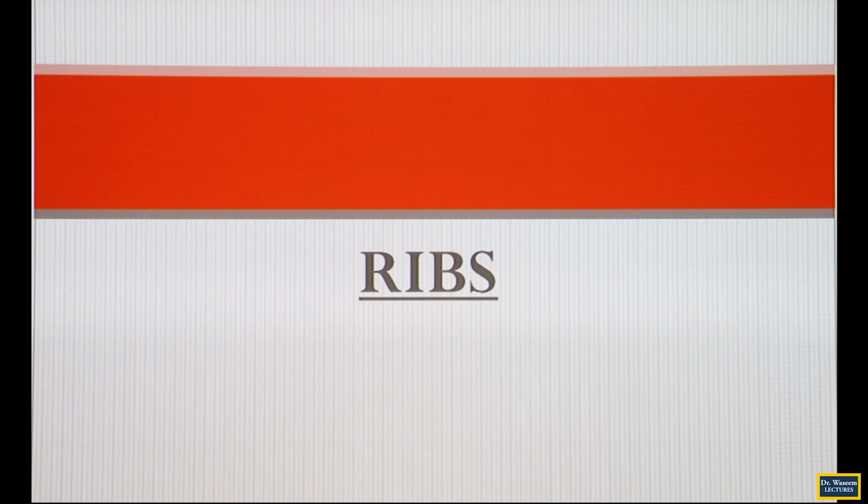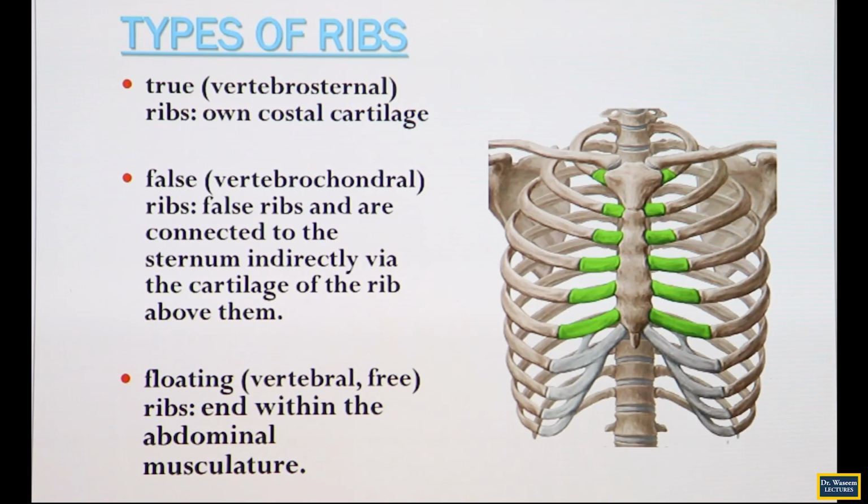So, these 12 pairs of ribs, behind them the vertebral column comprising 12 thoracic vertebrae, and in front the breastbone, that is the sternum, constitute the thoracic cage. Now, as far as the ribs are concerned, you can say they are of different types.